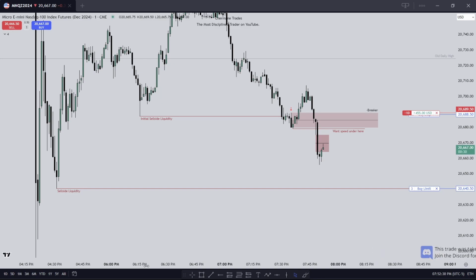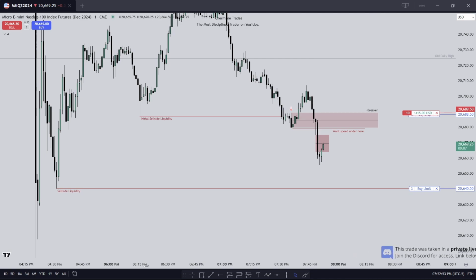I'm watching consequent encroachment. Don't want to see the upper half be traded to. If it's really bearish, if it's really good, it should not trade in the upper half of that fair value gap. Okay, we're in the upper half. I don't want to see it close past consequent encroachment.